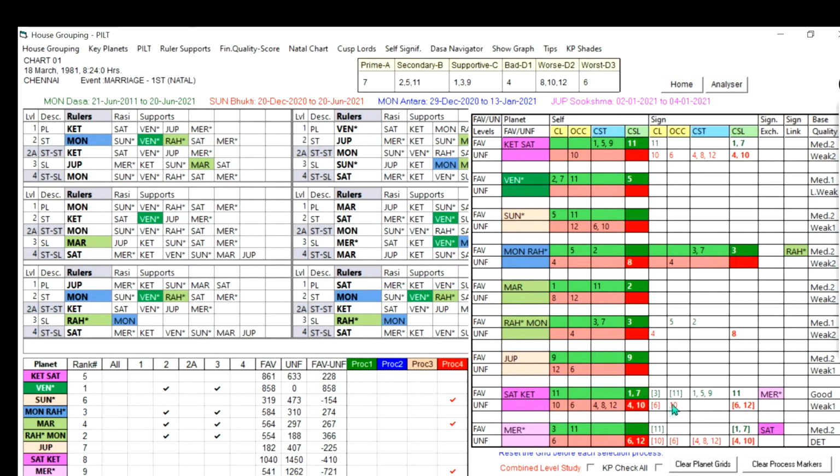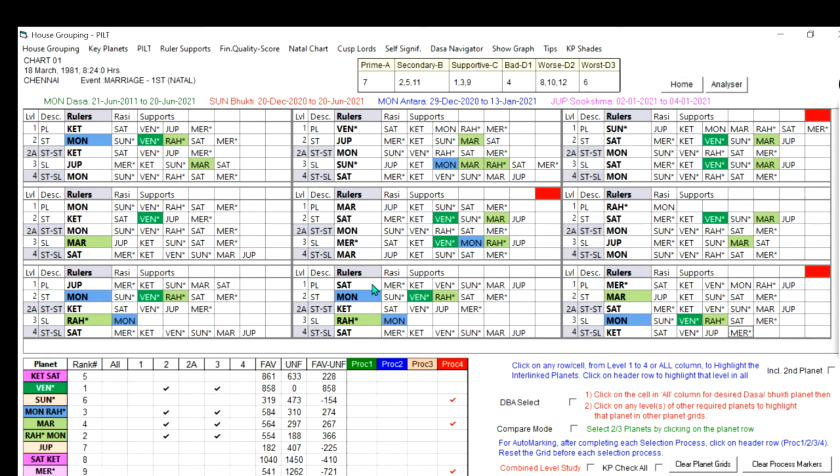Saturn is an unfavorable key planet, so Saturn is more unfavorable on the first level, and Jupiter is not that unfavorable, but it has a mixed key planet. When compared to Saturn, Jupiter's first level is comparatively better, because Saturn's first level is also playing, and the last level is also playing.